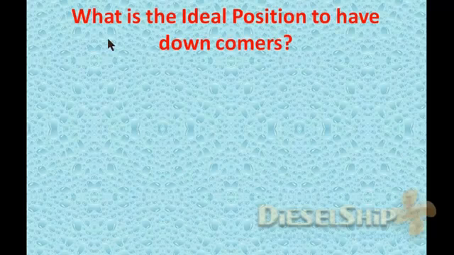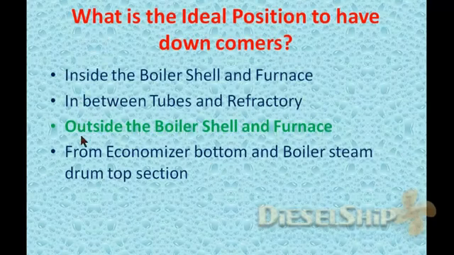And the next question is, what is the ideal position to have the downcomers? And the answer is outside the boiler shell and the furnace. In my last video we have seen the reason for that. When we keep the downcomers outside the boiler shell and furnace, they are not heated up to the same extent as the generating tubes, so that the natural circulation of boiler water is maintained. So please watch that video to understand this concept better.